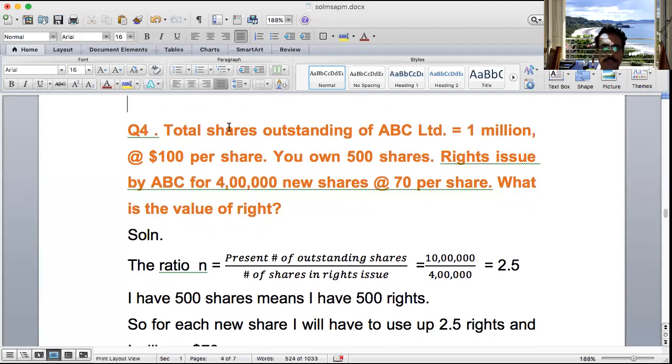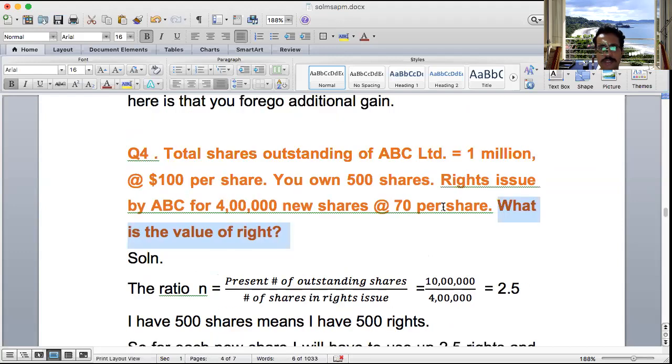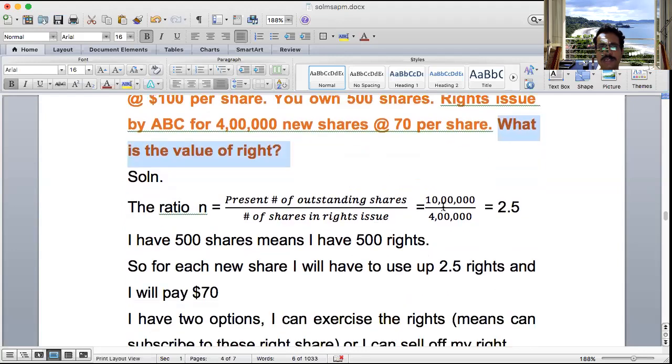Okay. So suppose there is a company called ABC Limited. It has got shares outstanding, total 1 million, at a market price of 100 per share. I have say 500 shares and the rights issue is coming up in the market for 4 lakh new shares, 400,000 new shares at a price of 70 per share. Now, what is the value of this right? Okay, this is a question that we need to solve. So, what does that mean? We'll see in the solution.